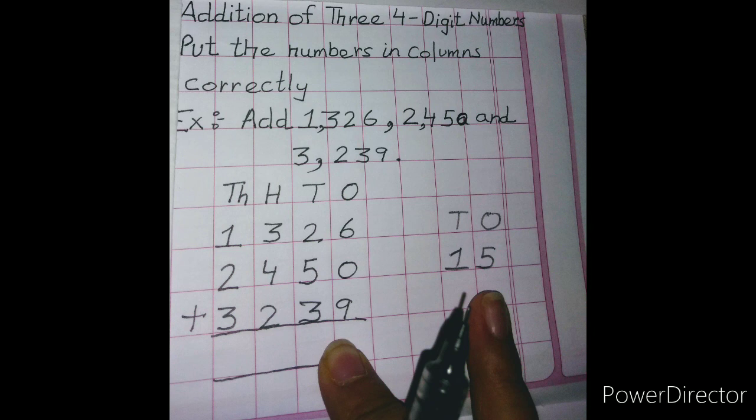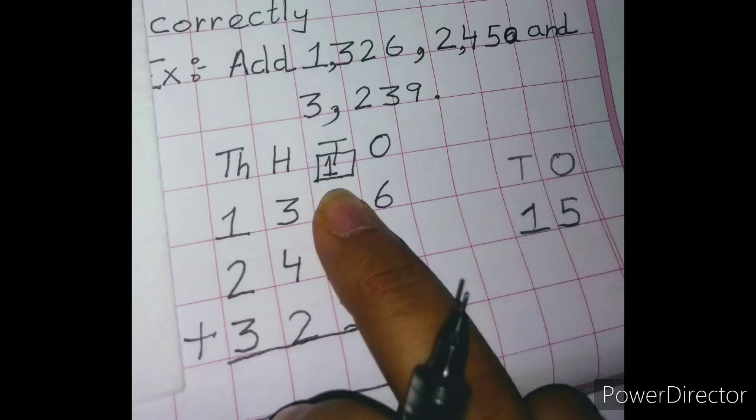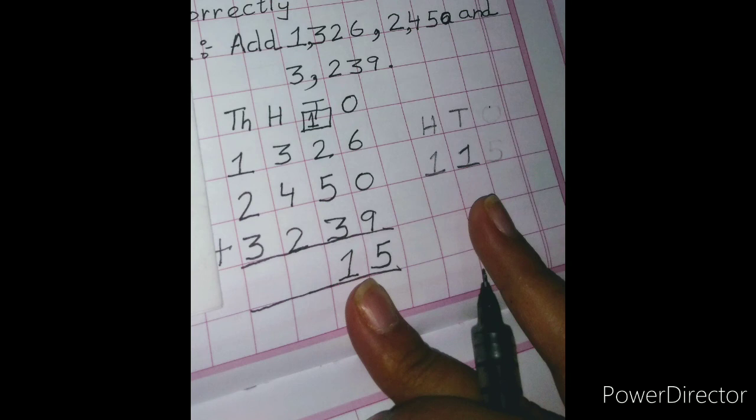Now in the ones place the digit is 5. In the tens place the digit is 1. So 1 we will carry and 5 we will write under ones. And then we will count in the tens place. In the tens place the digits are 2 plus 5 plus 3 and the 1 which is carried. So we will add 2 in my mind and 5 fingers up, we will count after 2: 3, 4, 5, 6, 7.